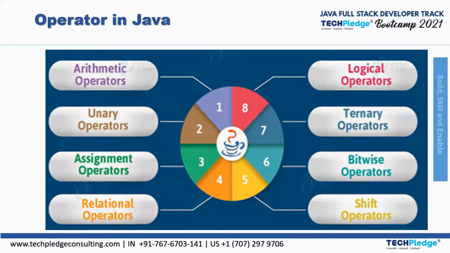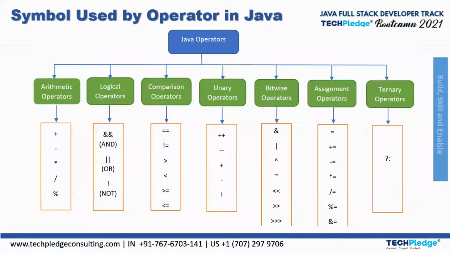First of all is the arithmetic operators, then there is the unary operator, then assignment, relational, logical, ternary, bitwise, and shift operators. Let me just tell you the symbols. Arithmetic operators are the basic ones which we are already aware of: plus, minus, multiplication, division, and finally modulus. Now modulus is something which is a bit different, which we are not very used to.